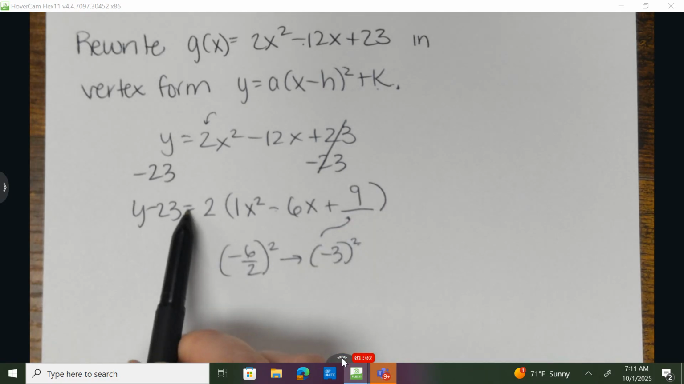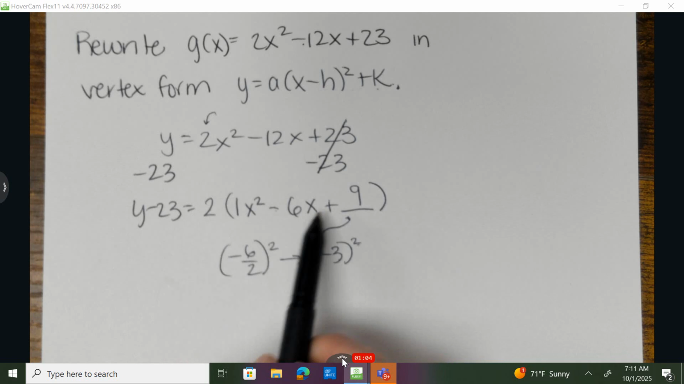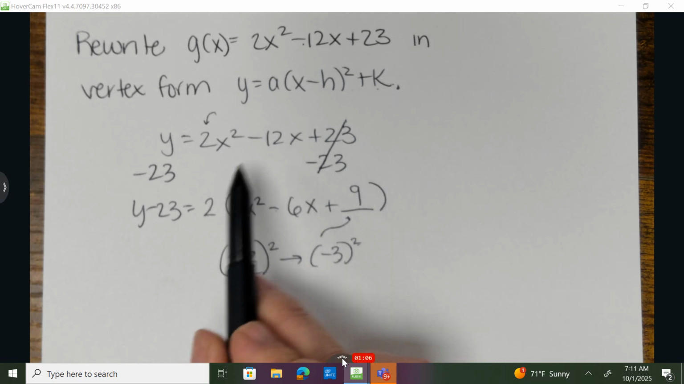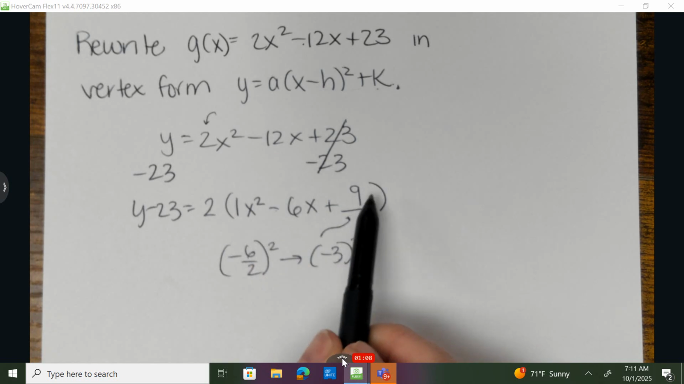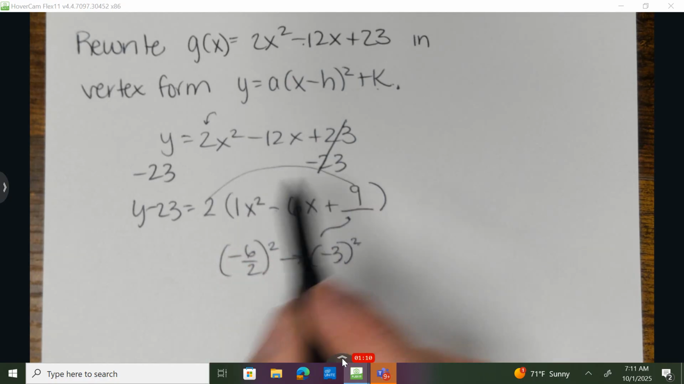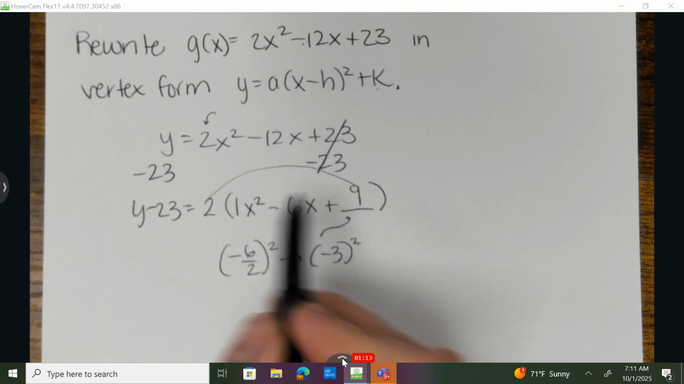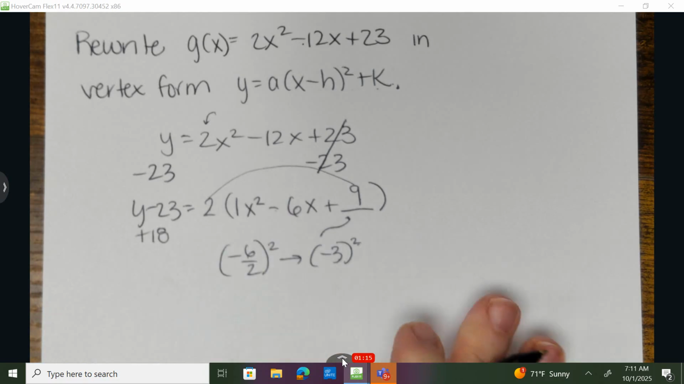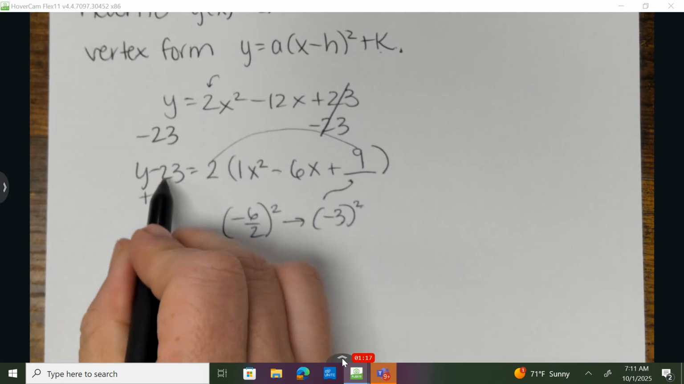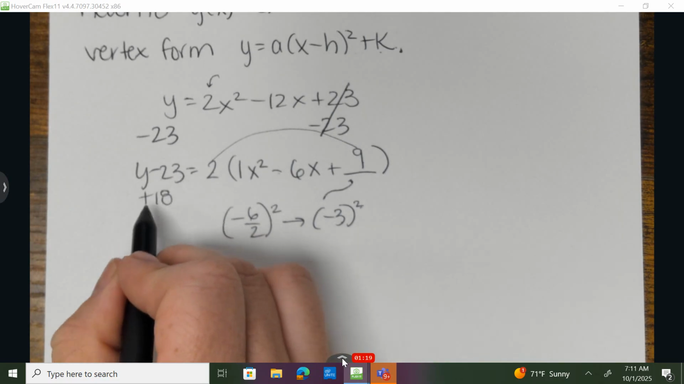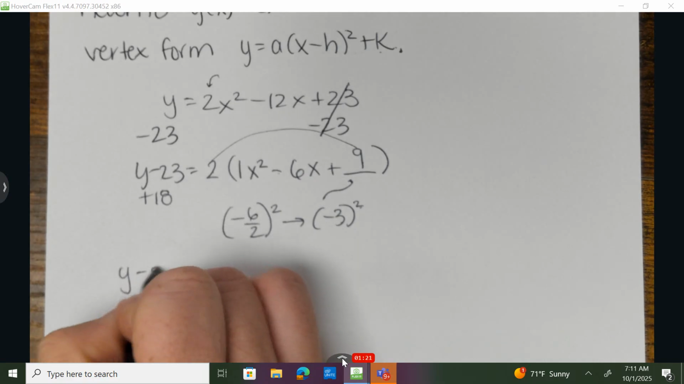Now, to keep the equation balanced, I need to identify what value was just added to the right-hand side. It was not 9, it was 18. If I add 18 to the right, I must also add 18 to the left. Negative 23 and positive 18 results in a negative 5.